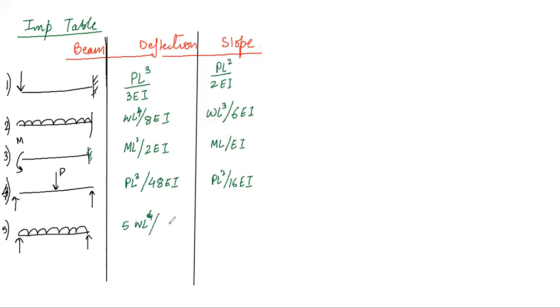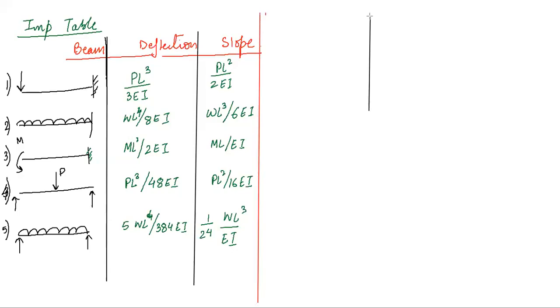L to the power 4 upon 384EI, right? And the slope is defined as 1 by 24 WL cube upon EI. Separate this. This is your beam, deflection, and we have a slope.